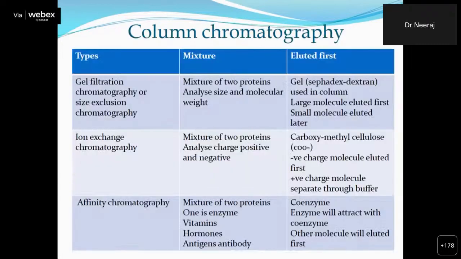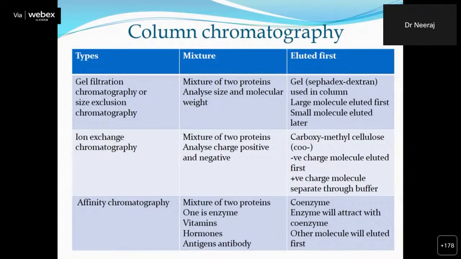So you just see this. This is the table which is showing the first, gel filtration chromatography. This gel filtration chromatography is also called size exclusion chromatography. So here there are two types of mixture. There is a mixture of two proteins.